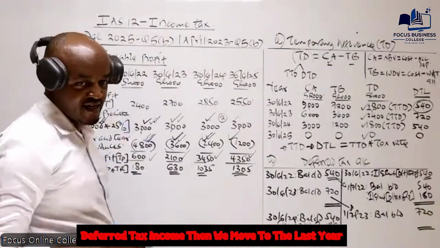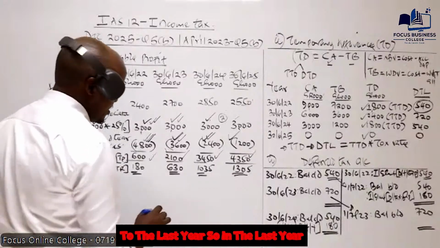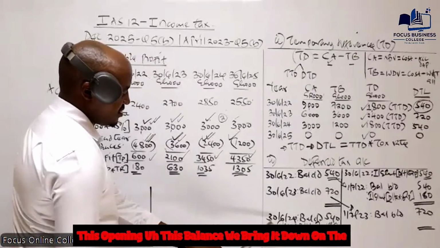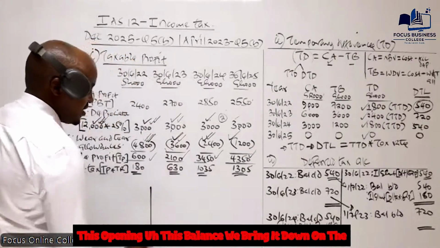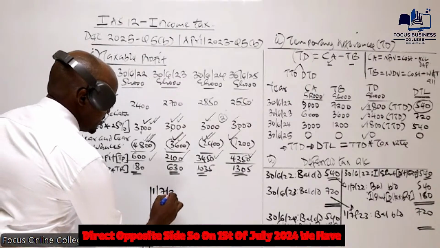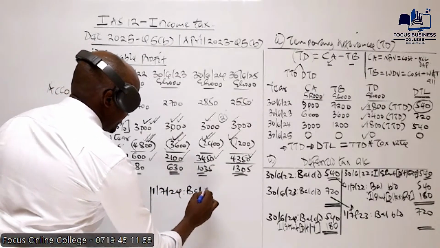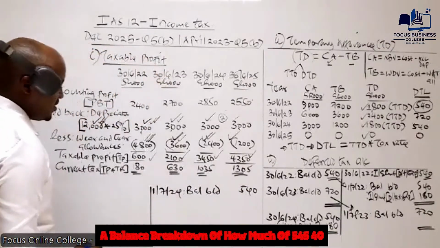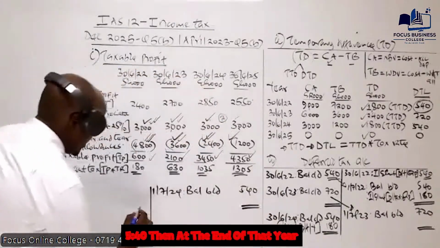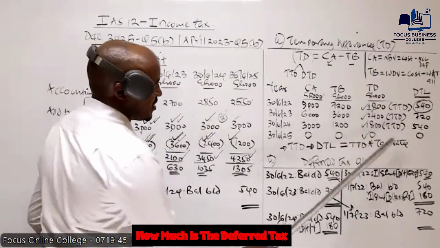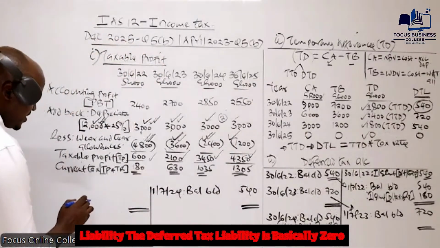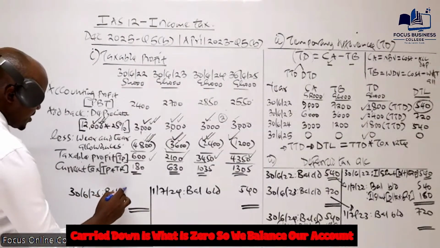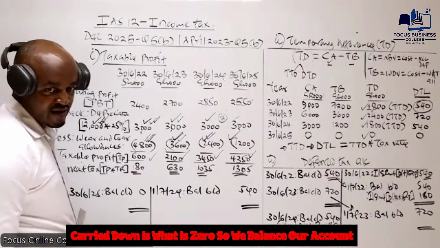Then we move to the last year. In the last year, I will start with the opening balance. This should be a continuation. This balance, we bring it down on the direct opposite side. On 1st of July 2024, we have a balance brought down of 540. Then at the end of that year, how much is the deferred tax liability? The deferred tax liability is 0. On June 2025, the balance carried down is 0. So we balance our account.